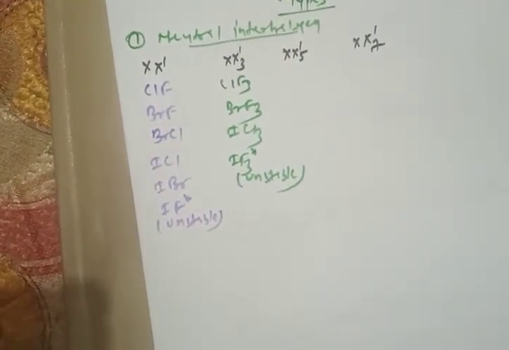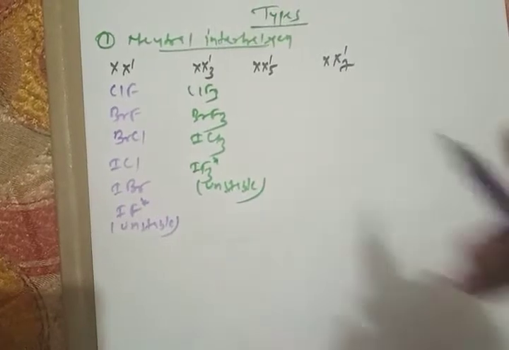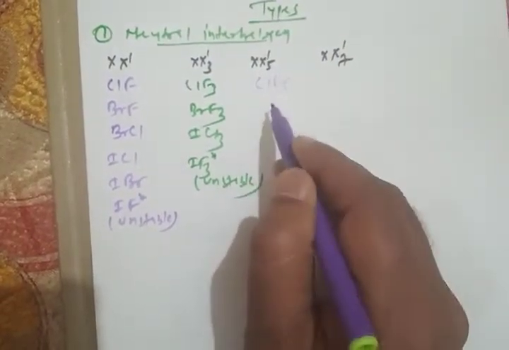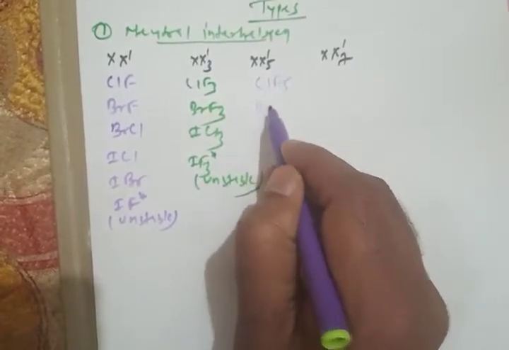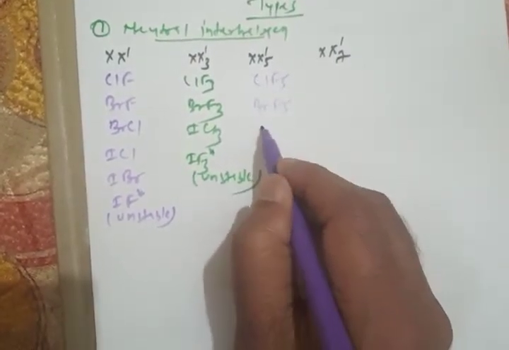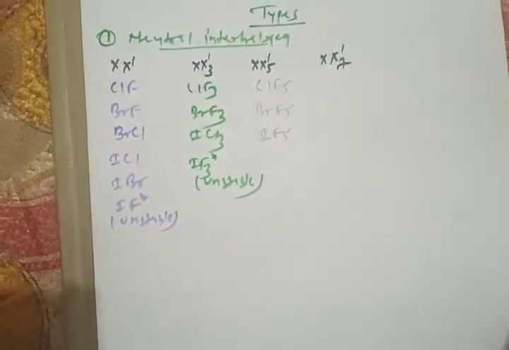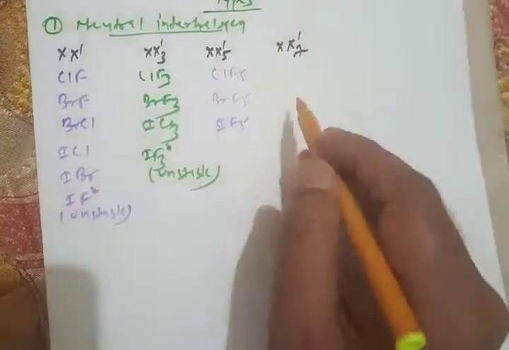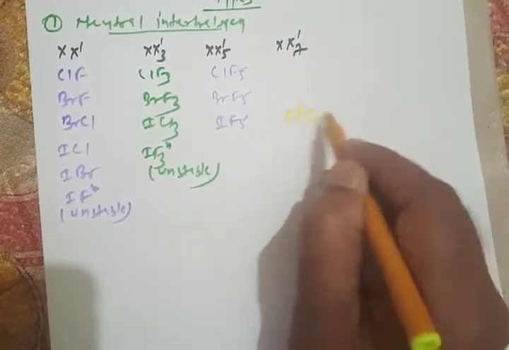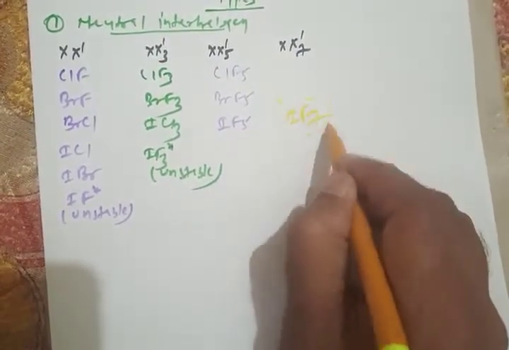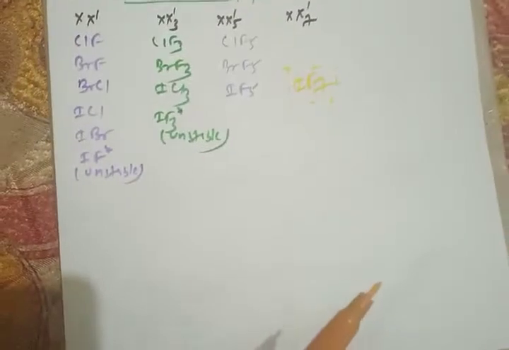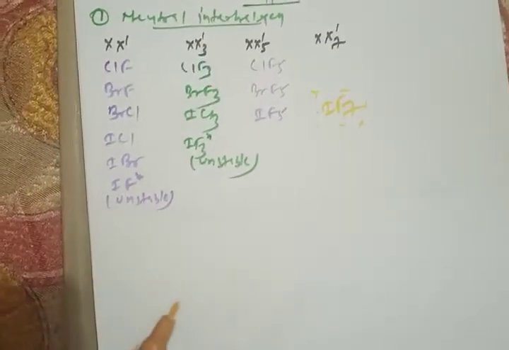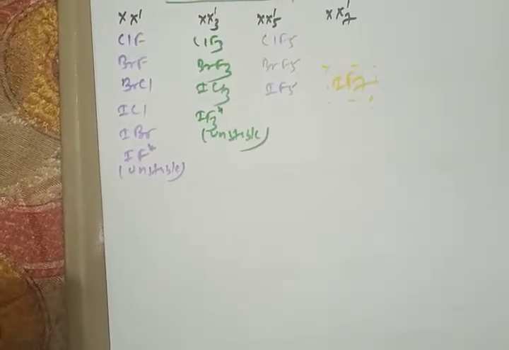We can take another example of XX5. So ClF5, BrF5, IF5, and IF7 in this case. So only IF7 is formed for iodine. So this is the first type of interhalogen compound.